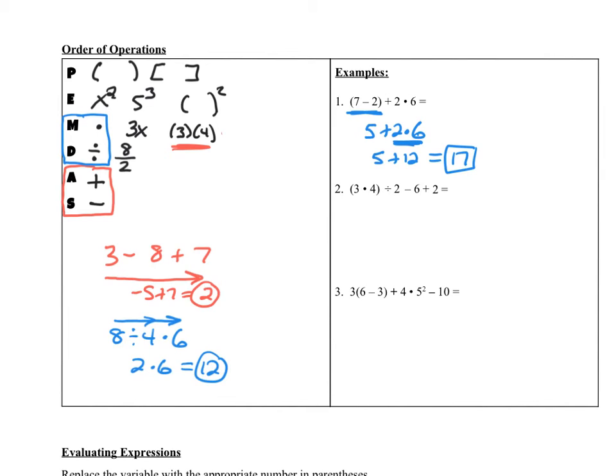Example 2. We have a parentheses to start off with, so we'll do that first. 3 times 4 is 12. Then I rewrote the rest of the problem. Now I have, looking for multiplication, there's none. There's a division sign, 12 divided by 2, so that'll come next. So 12 divided by 2 is 6. Now all I have left is subtraction and addition. So remember when that's all that's left in the problem, you do it from left to right. So I'll do 6 minus 6 first, which is 0, and then 0 plus 2, which is, of course, 2.